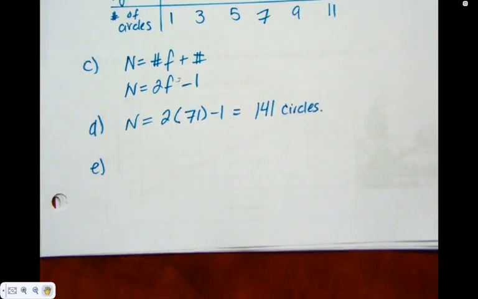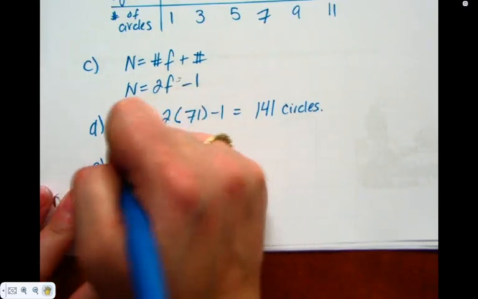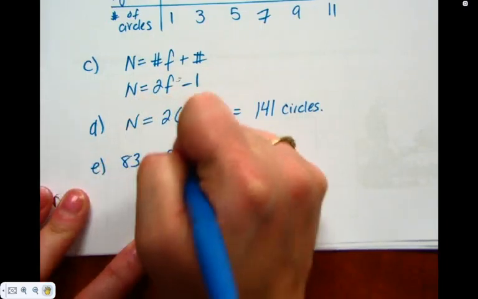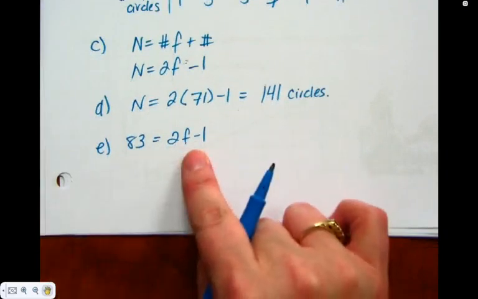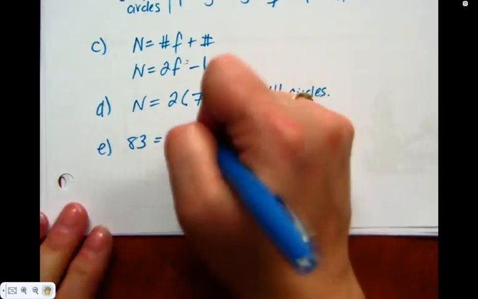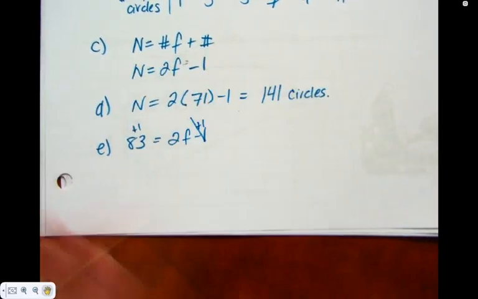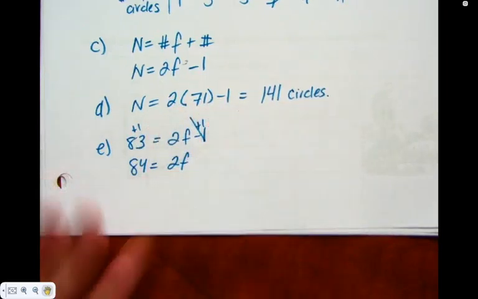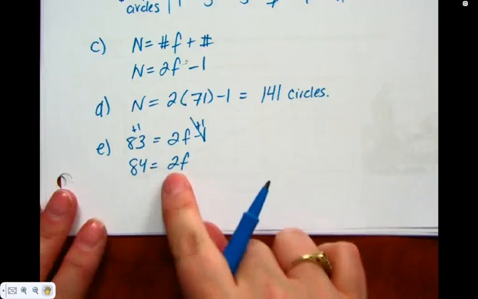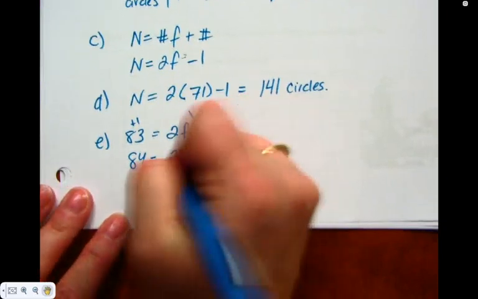E wants to know which figure would have 83 circles. So am I replacing n or replacing f? Is 83 a number of circles or is it a figure number? So it's going to go on the left-hand side. What's the opposite of subtracting 1? Adding 1 to both sides. 83 plus 1. What's the opposite of multiplying something by 2? Dividing it by 2.